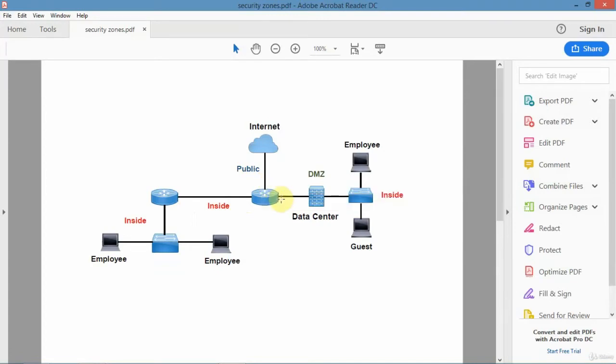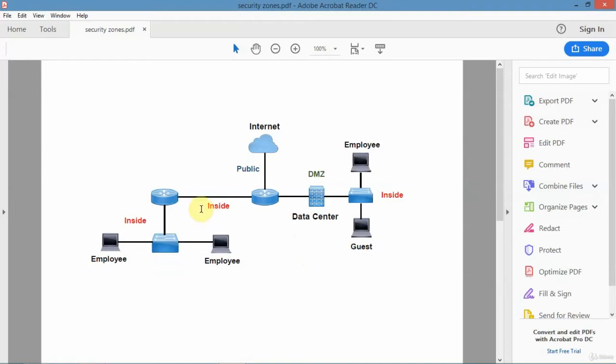It's also got a connection to a firewall that's part of a demilitarized zone, or DMZ. DMZ is characterized by having private addresses and public addresses, kind of a mix of them. And so network addressing is one factor that defines security zones.